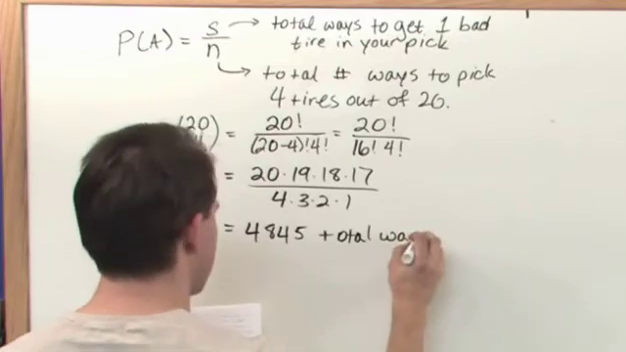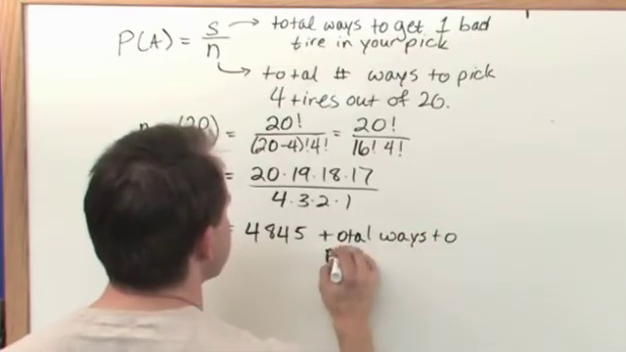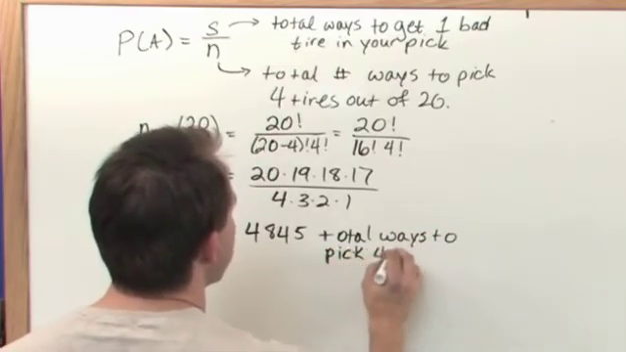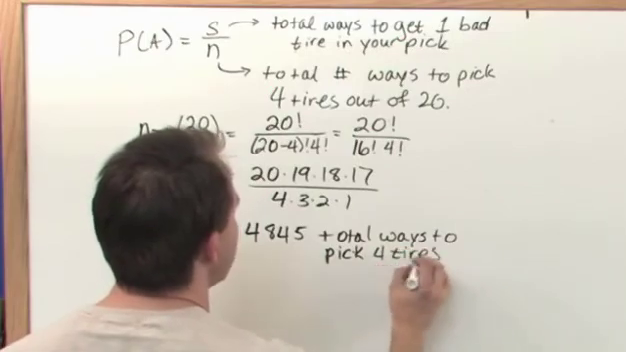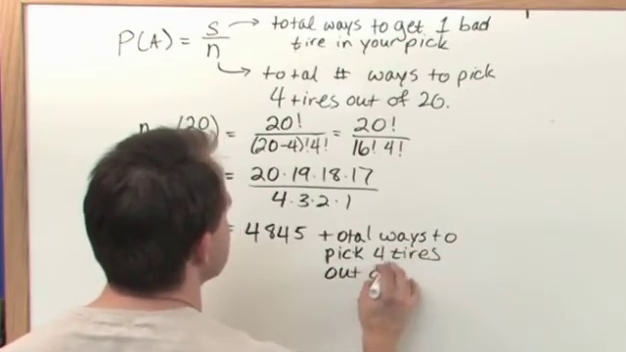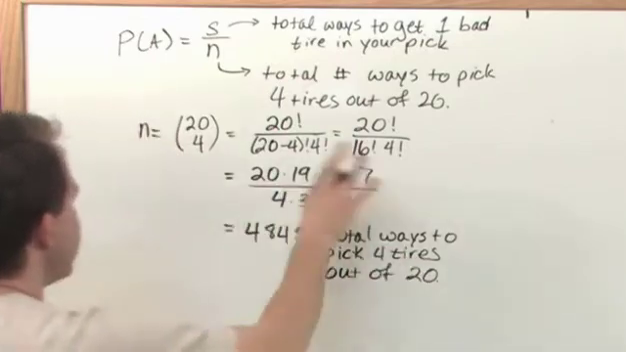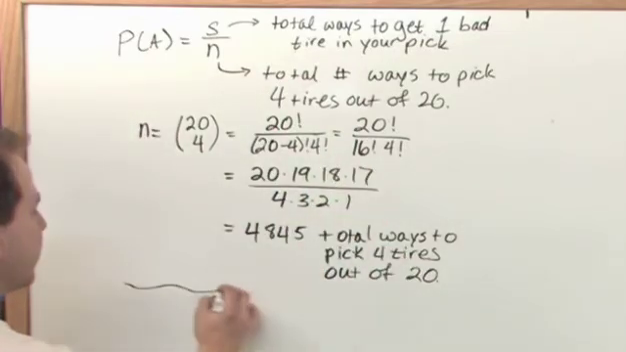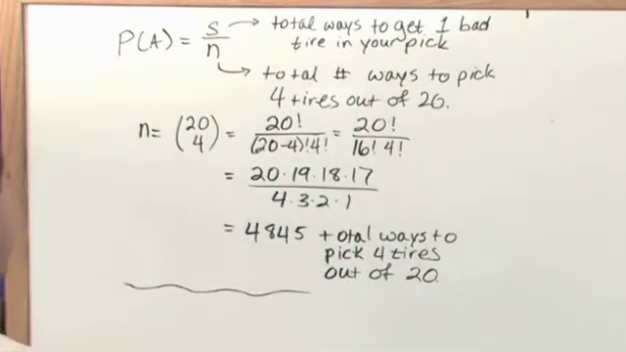total ways to pick 4 tires out of 20. That's a straight problem from combinations from the previous section, so we just had to use it to find the total number of outcomes, okay?